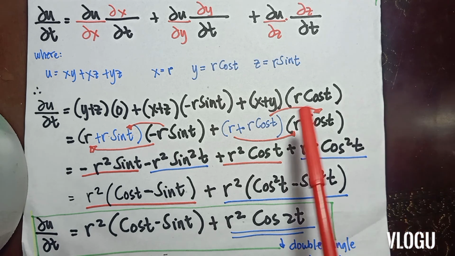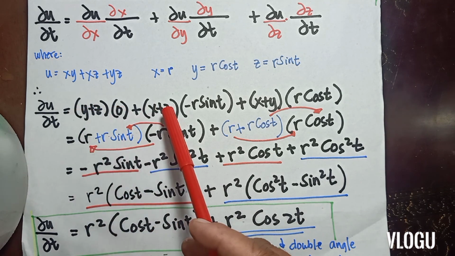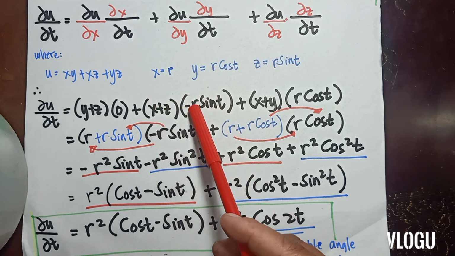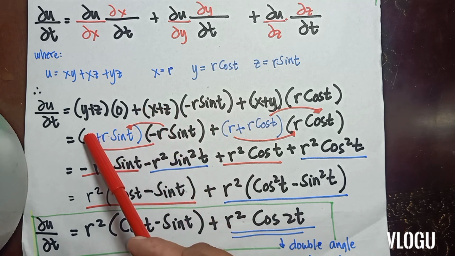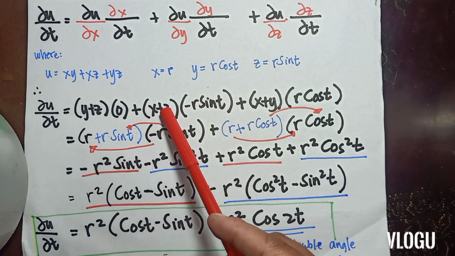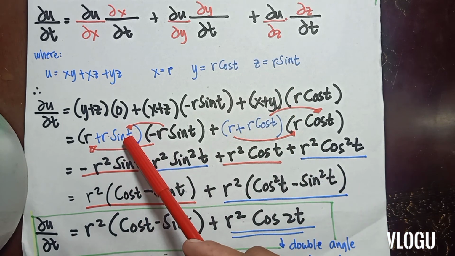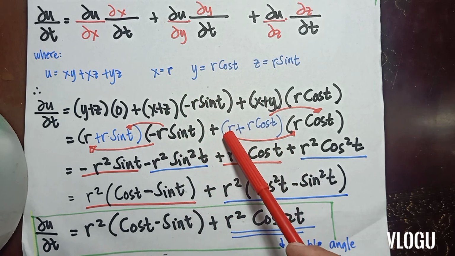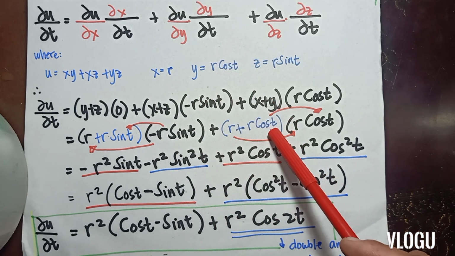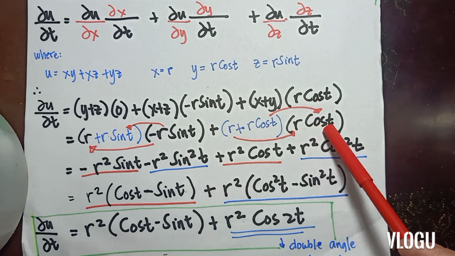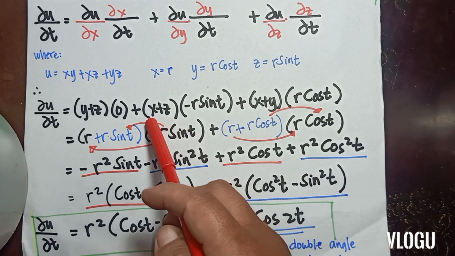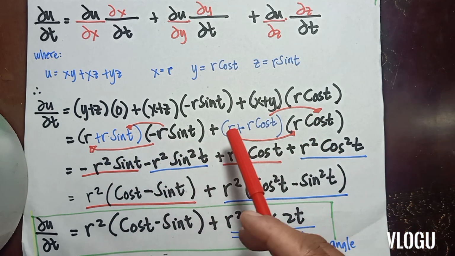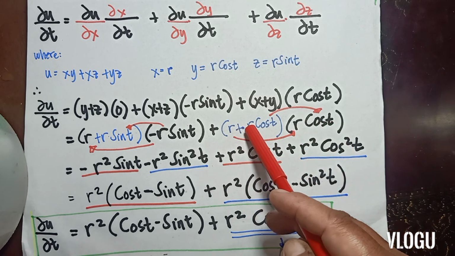After that, multiply. This first term is 0. Multiply by negative r sine t and distribute inside: x is equal to r, z is equal to r sine t. Plus, x is equal to r, y is equal to r cosine t, then times r cosine t. Then multiply r inside and distribute r cosine t inside here.